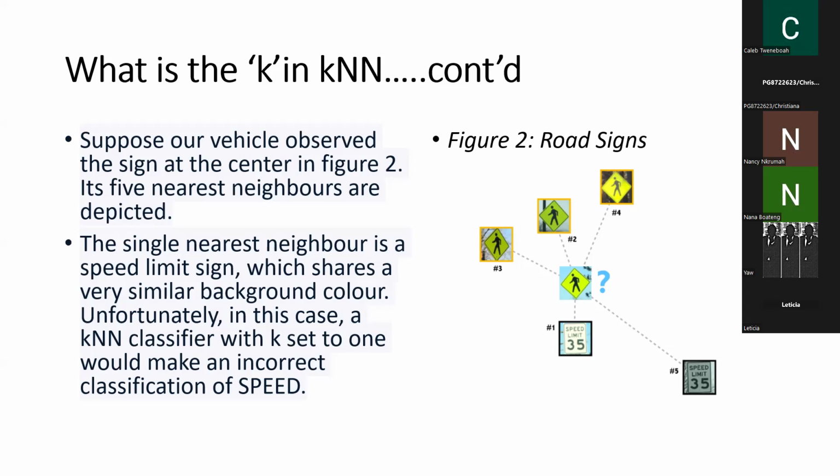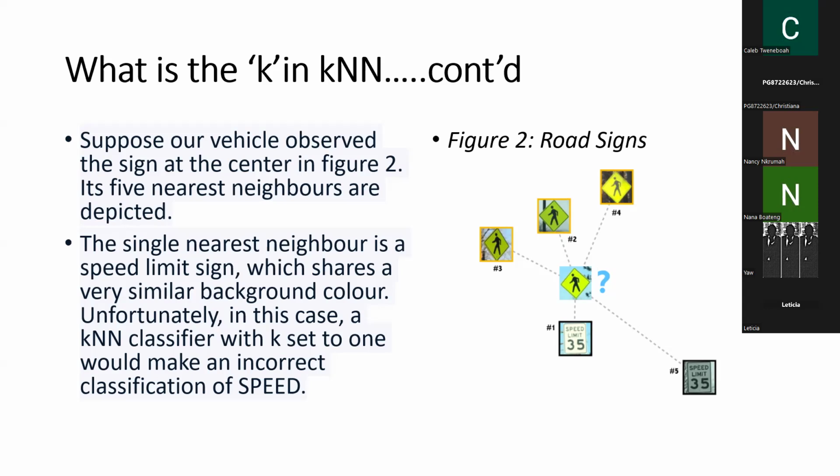Okay. Now, let's say we increase the neighbors to 4. That even makes it better, isn't it? Now we have 3 pedestrians and then 1 speed limit. Okay? So pedestrian wins again if we take a vote, so it will classify it as pedestrian. If we increase K to 5, now we have 5 neighbors.